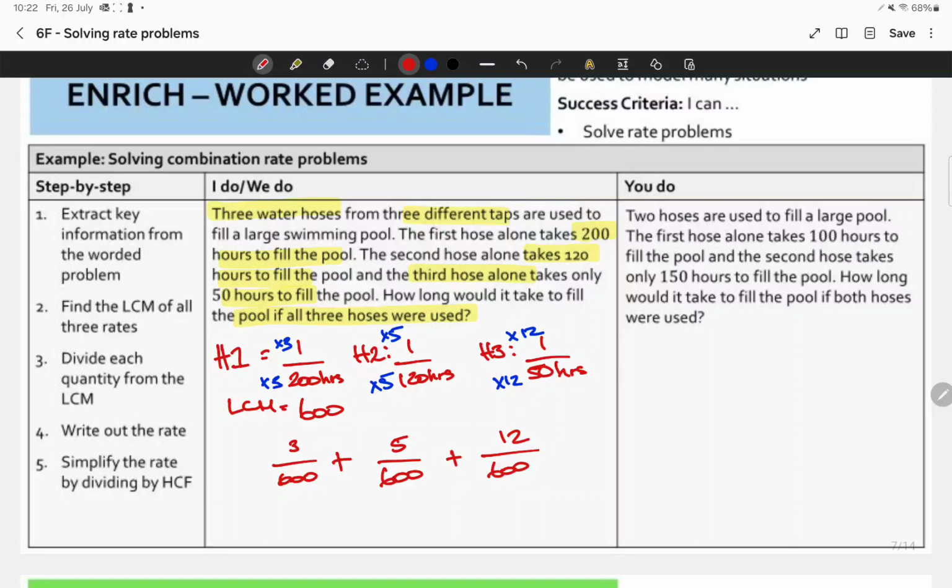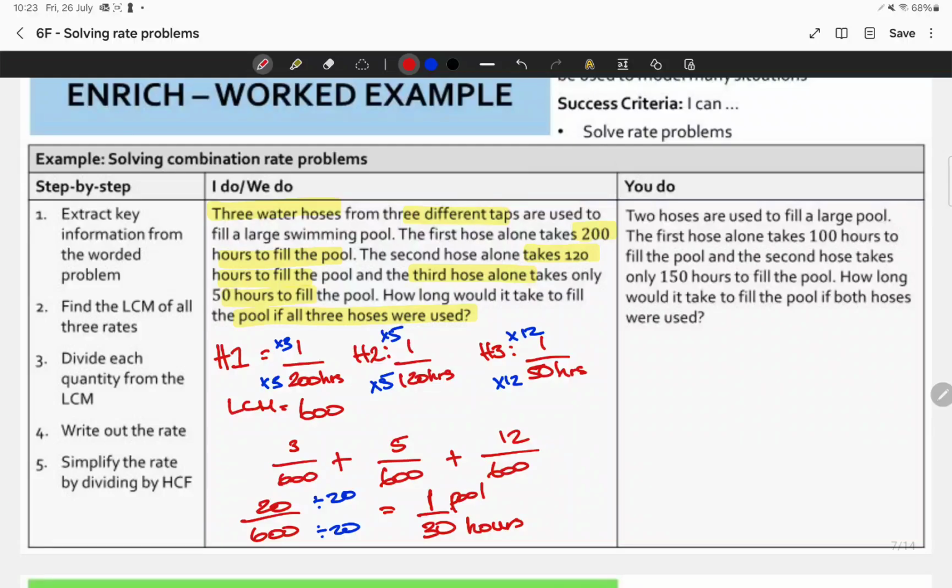Lastly, you of course have to add all of the top numbers now. So 3, 5, and 12. That's going to get you to 20. So it'll be 20 over 600. And then you just need to simplify, okay? If you divide both of them by 20, it means that you're going to get 1 on 30, which means you're going to fill up one pool in 30 hours, okay?